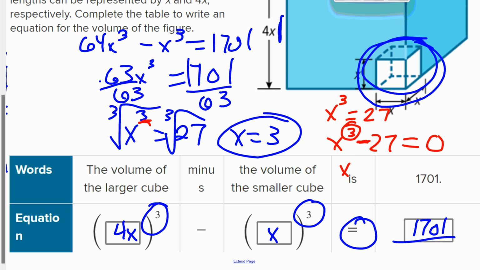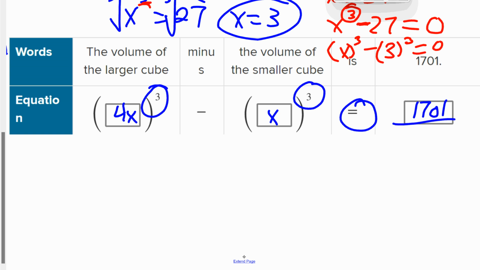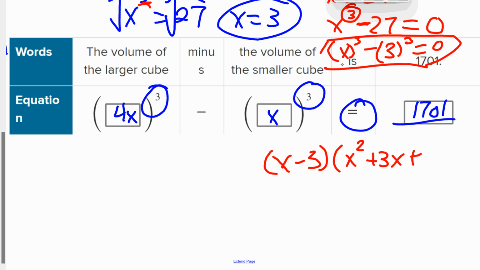So this would be x is being cubed and 3 is being cubed to get to 27. And now I can go ahead and expand that, and that would be x minus 3 times x squared plus 3x, and then plus 9. So you might have to look back through your notes of the formulas for difference of cubes or sum of cubes in order to just fill it out. So you just need to know what's the first thing being cubed, what's the second thing being cubed.